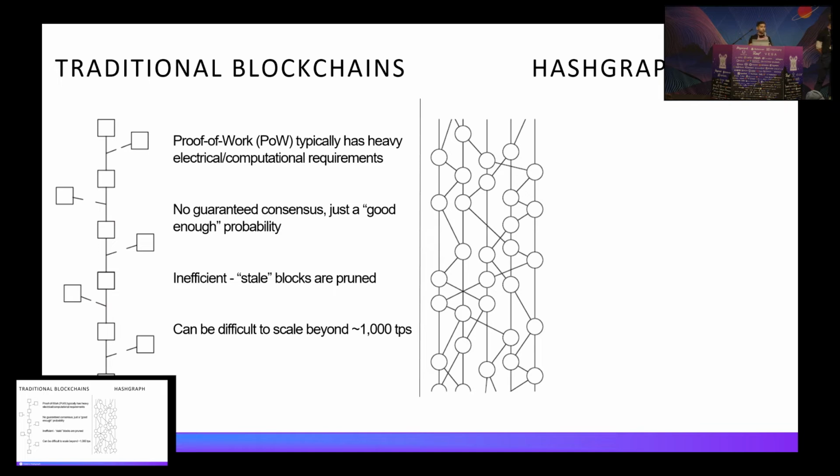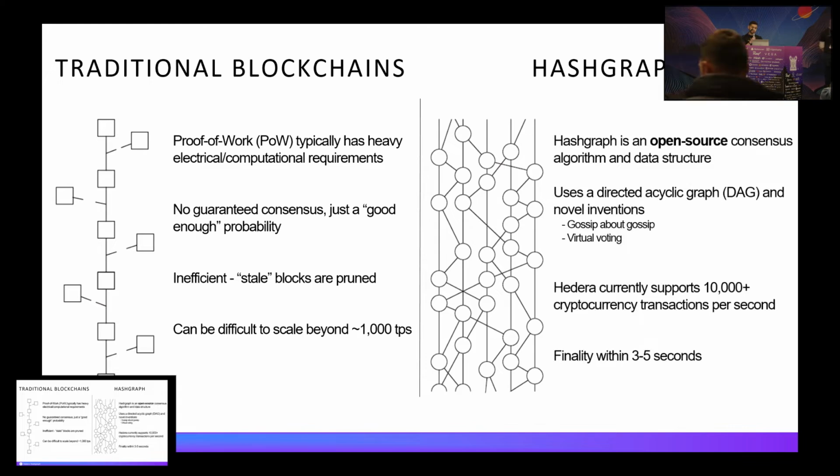So traditional blockchains, like Ethereum, Bitcoin, they're proof of work. They typically require heavy electrical and computational requirements. The consensus is probabilistic, right? So it's just a good enough probability that your transaction is not going to be rolled back. And it's somewhat inefficient because you're constantly pruning the branches, right? You only want a single chain of blocks. And so for those reasons, it can be somewhat difficult to scale these traditional blockchains.